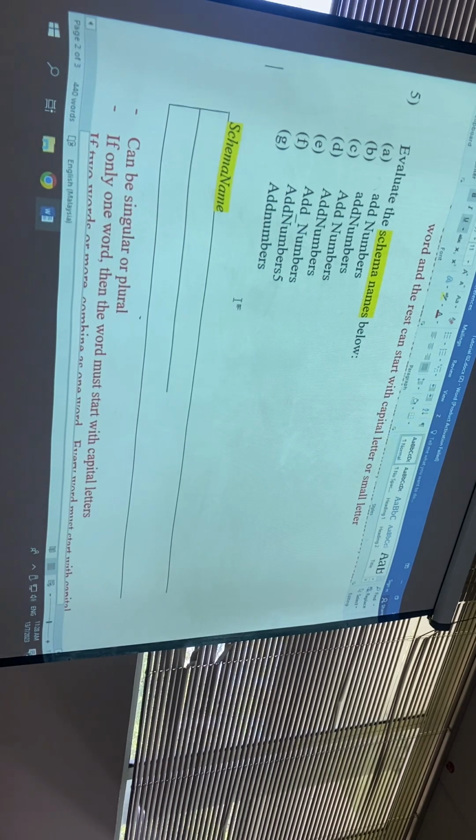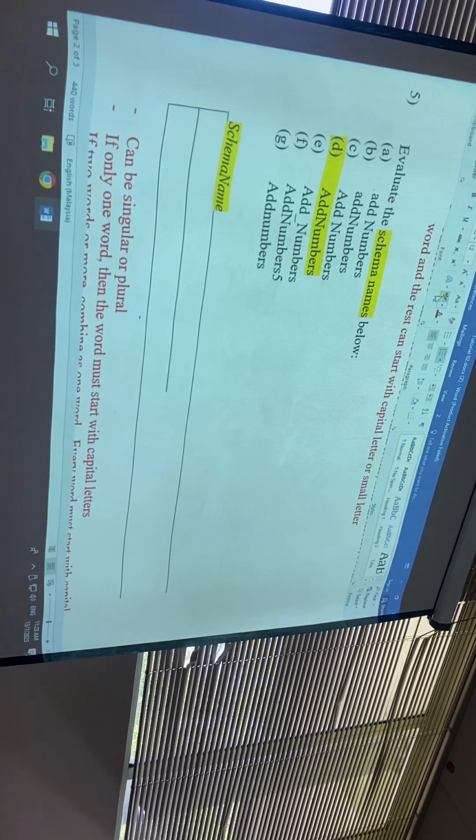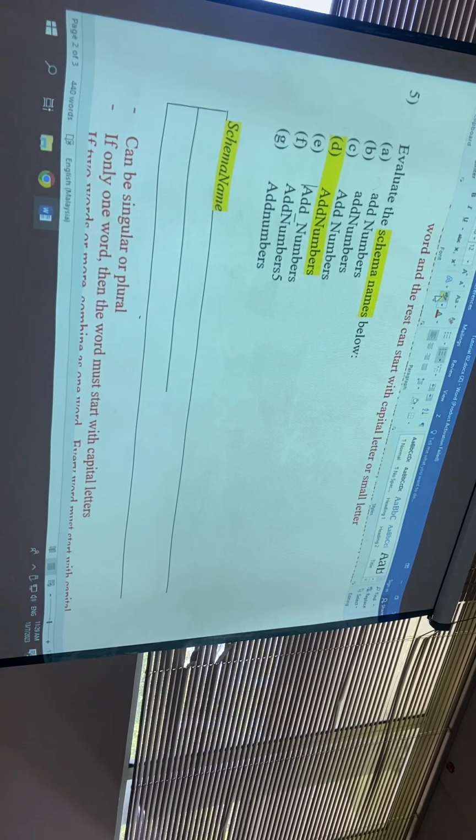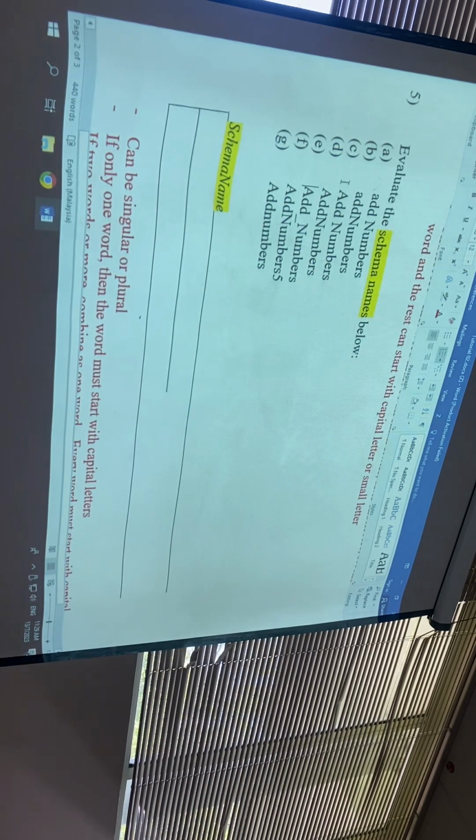D, valid or invalid? Valid. This one is valid. We don't consider whether singular or plural. That one is up to the occasion. But this is a valid schema name. I highlight it and change to red color, same as the rest.